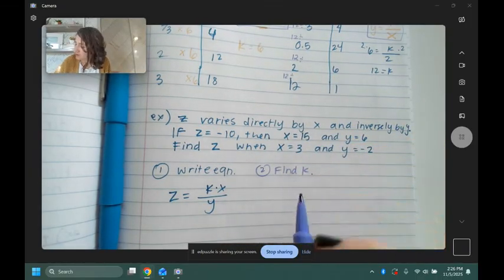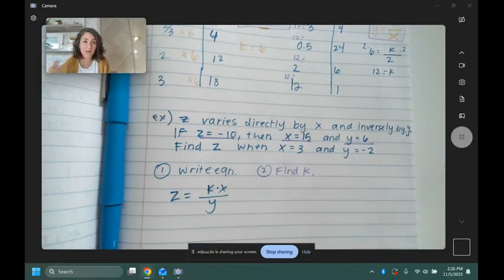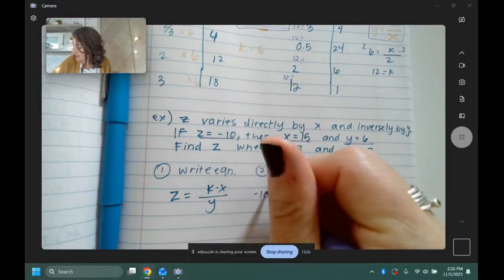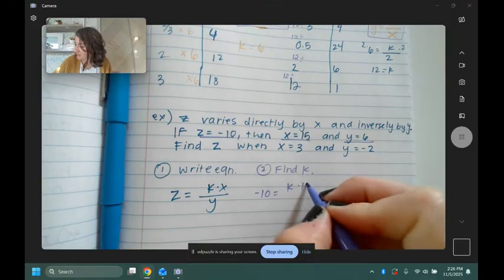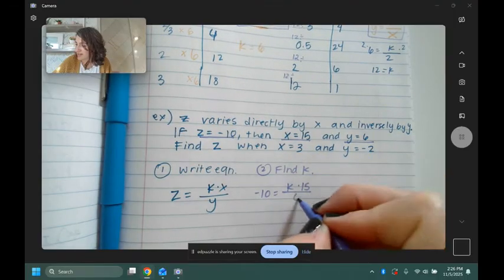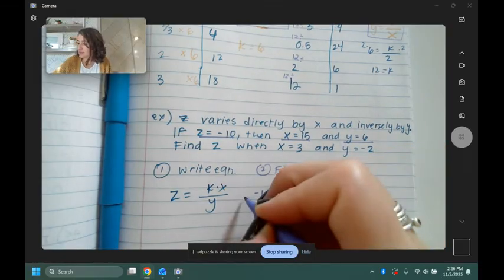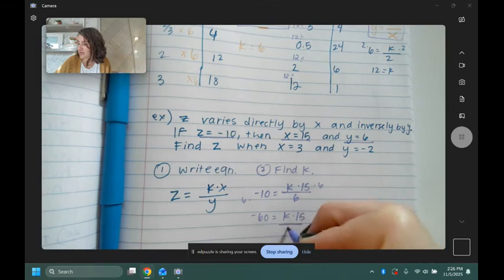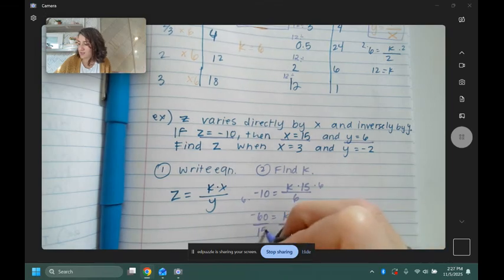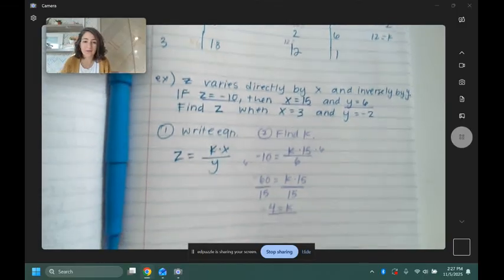I'm going to plug in everything I know, the one where I know all three things. So -10, instead of z, equals k times 15 divided by 6. Solve for k. Let's multiply both sides by 6. -60 is k times 15. Divide both sides by 15. K is -4.